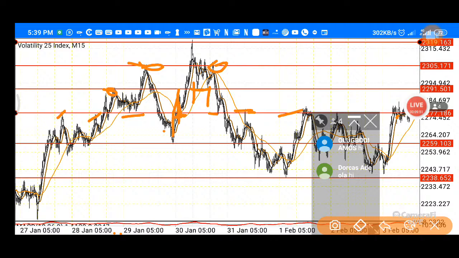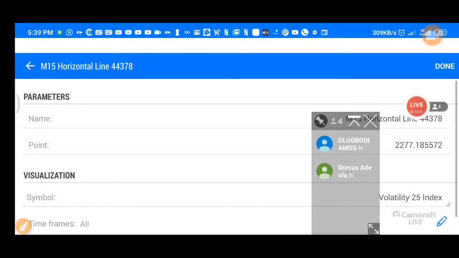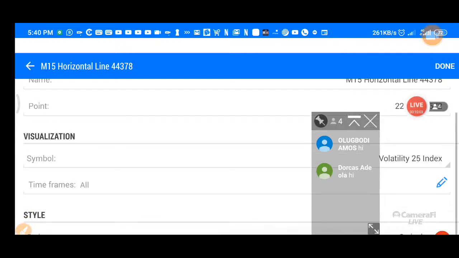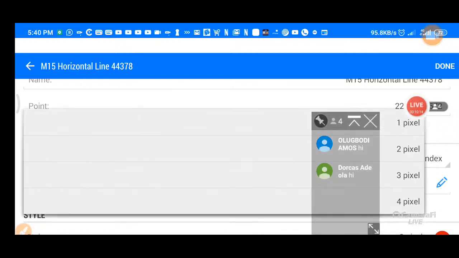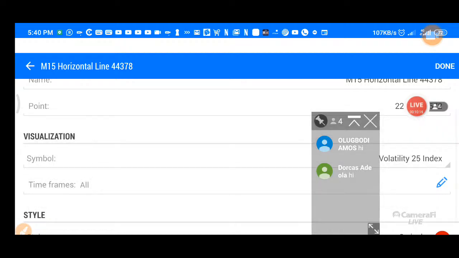Whenever you have this kind of support, one that has been respected multiple times, try to change the color and also change the pixel. So whenever the market is coming back on that kind of level, you respect it the more. So I'm changing it to blue.